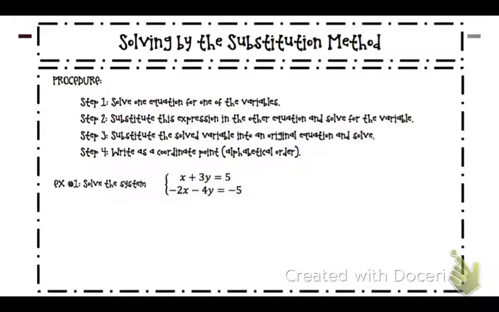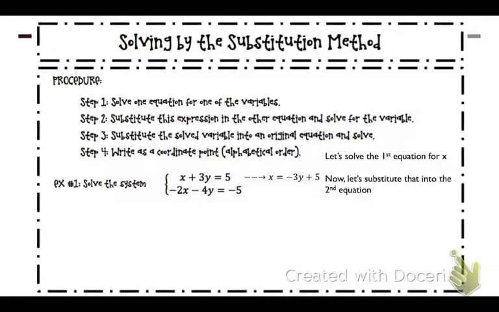So let's look at our 2 equations. We have x plus 3y equals 5, and negative 2x minus 4y equals negative 5. X is the only one that's completely by itself, so I'm going to solve that first equation for x. So then I'm just going to subtract the 3y over. You get x equals negative 3y plus 5.